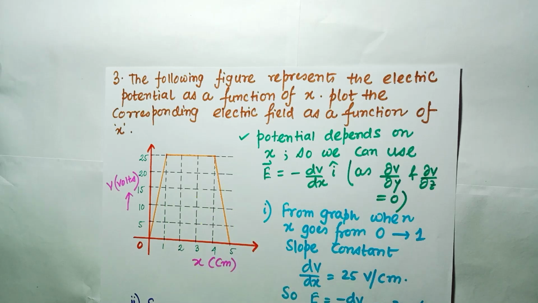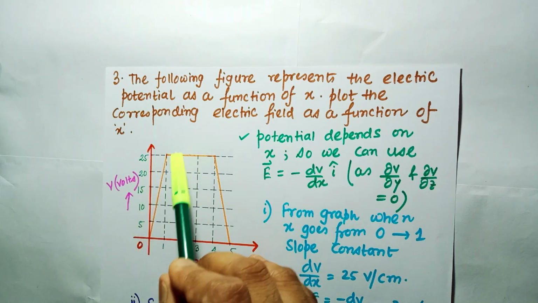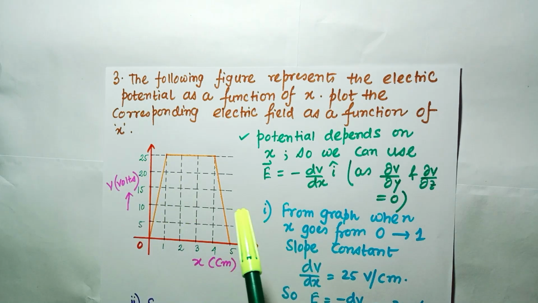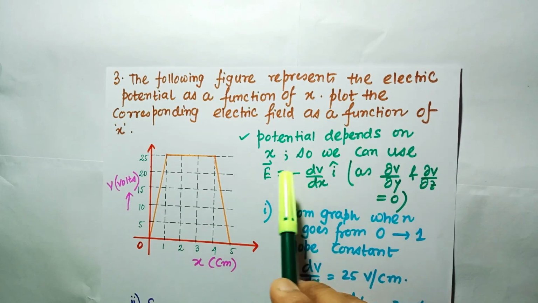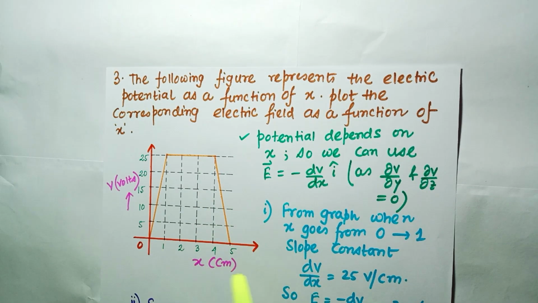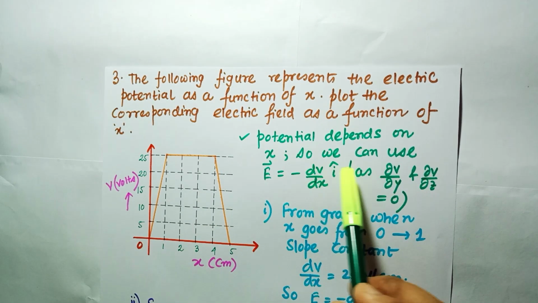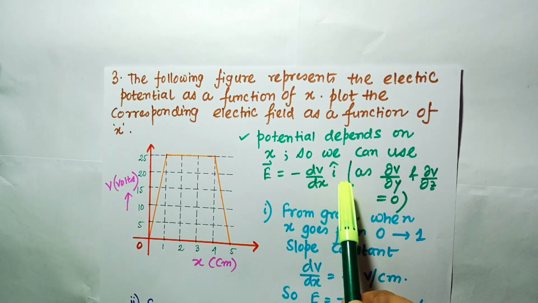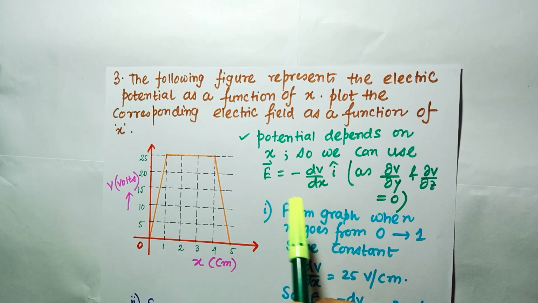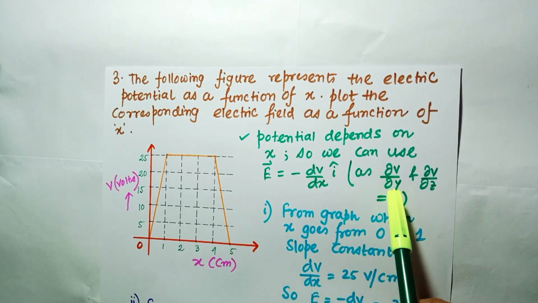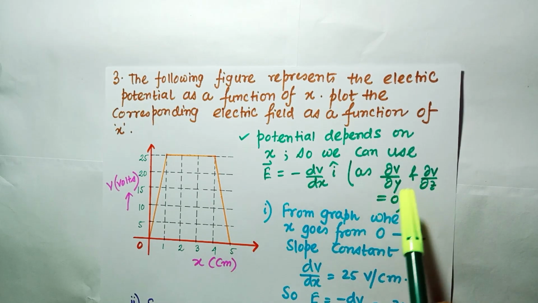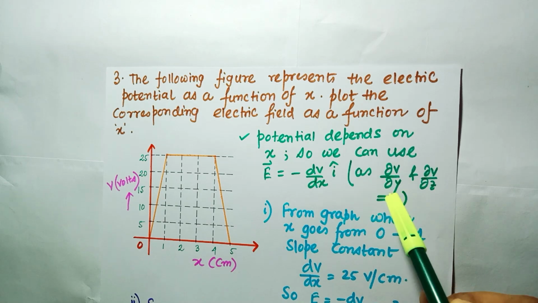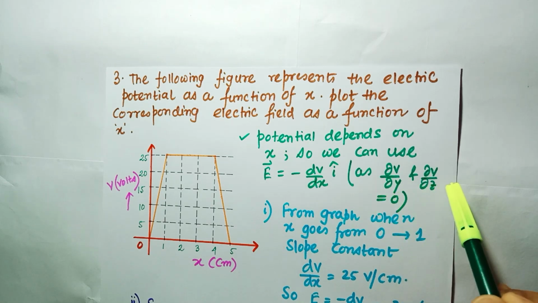So you can see this is 1 2 3 4 5, x in centimeter, the distance, and the volt up to 25 volts is mentioned here. So you can see potential depends on x, because this is only plotted in the x direction. So we can use the relation E vector is equal to minus dV/dx i cap, because the E will also act along the x direction, because del V/del y and del V/del z is equal to 0. It means the electric field has no component along y and z direction.